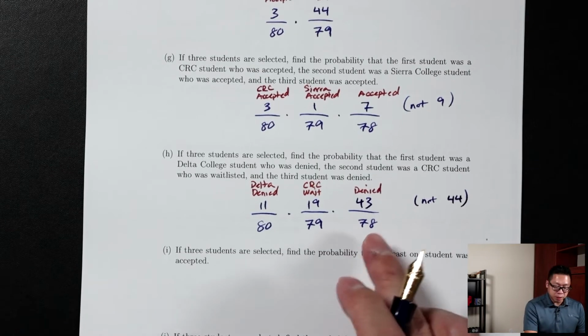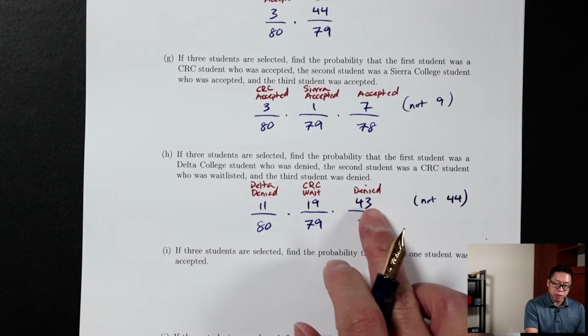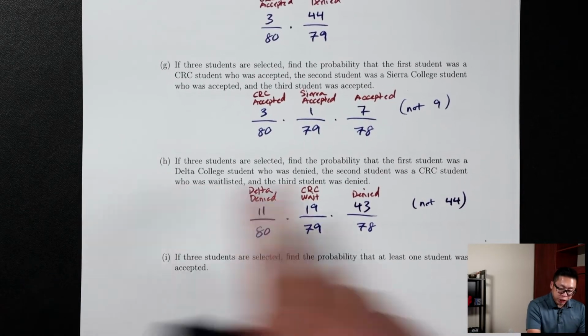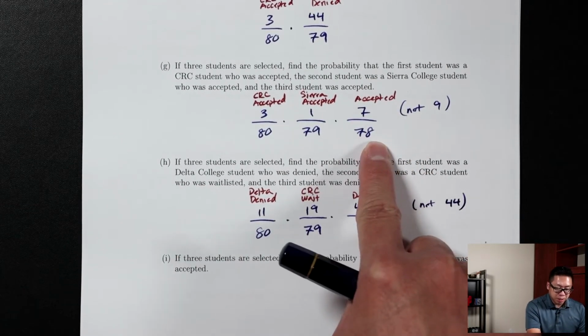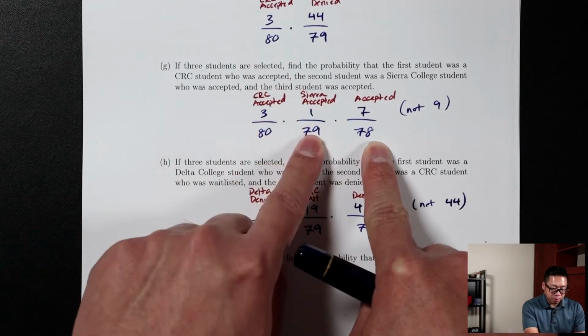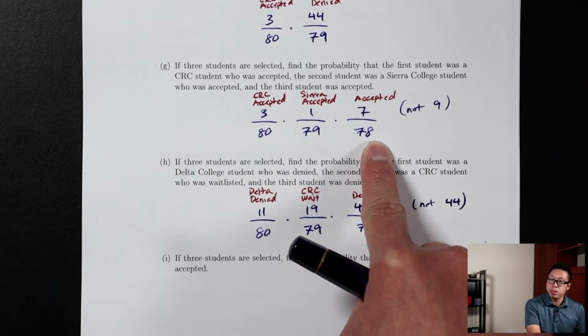Okay, and that's because we've used 1 denied already. So we have to reduce by 1. For part G, when we're talking about accepted, we use 2 accepted for the first and second students. So we have to reduce by 2 there.